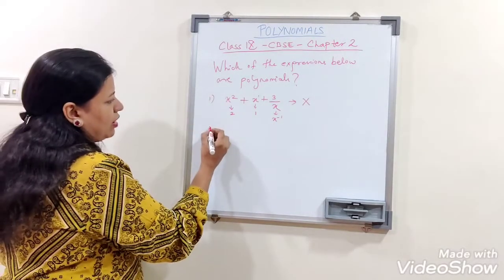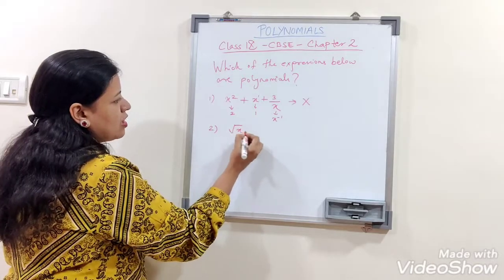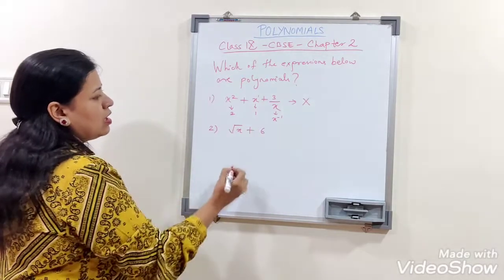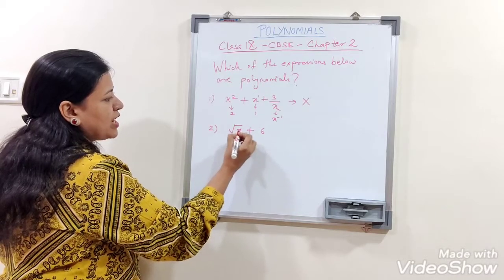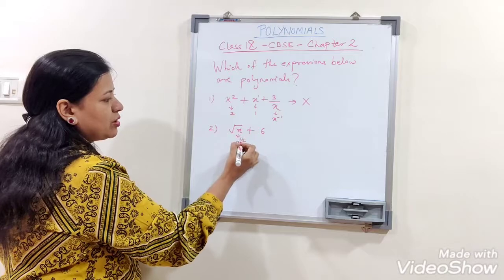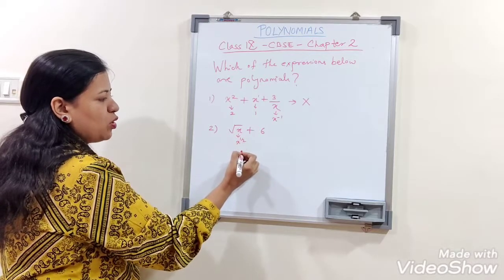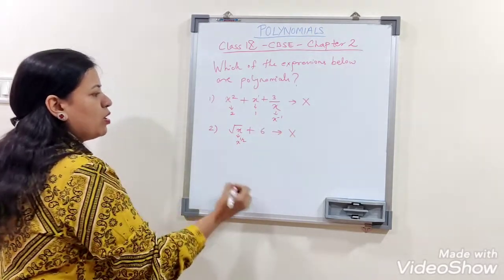Now for another example, say root x plus 6. Now what is the power of x in this case? Root x means x to the power half. Now half is a fraction. It is a rational number. It is not a whole number. So this expression again is not a polynomial.